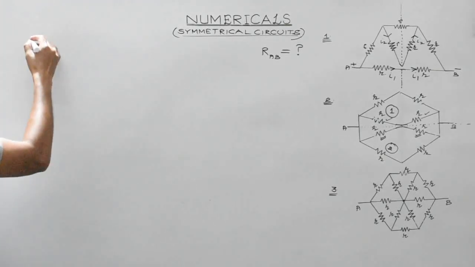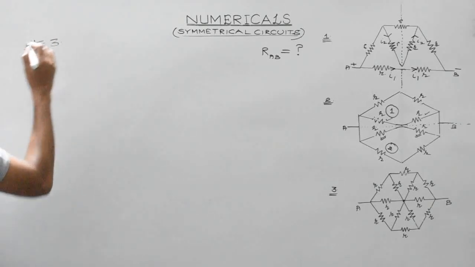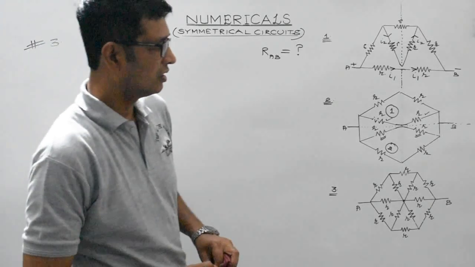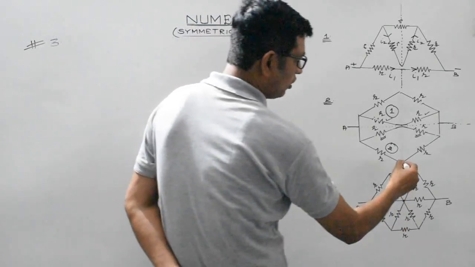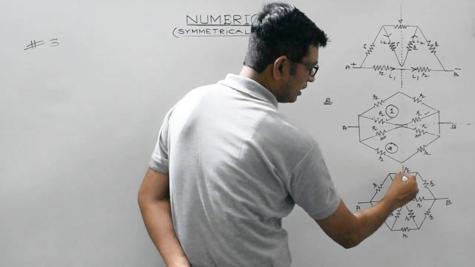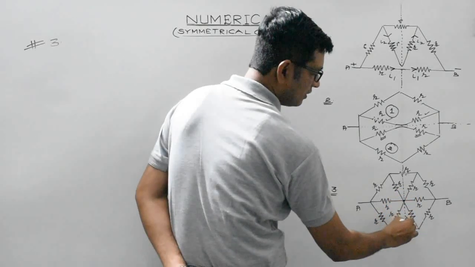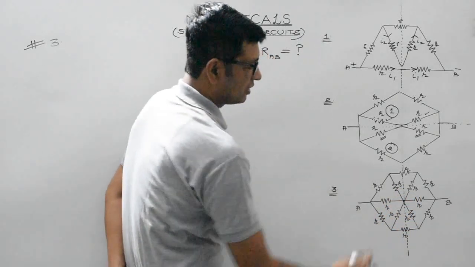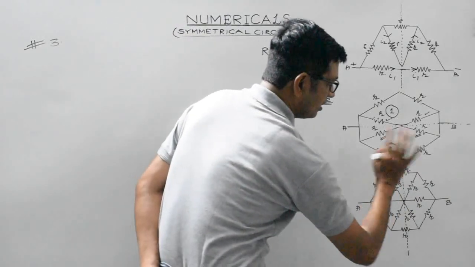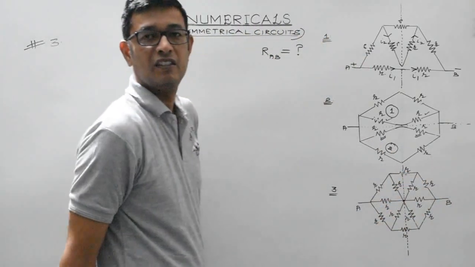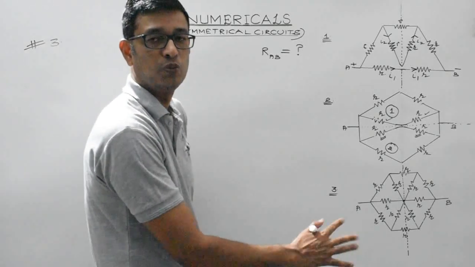Okay, third question. Again, let's check whether the circuit is symmetrical or not. Now look, if you draw an imaginary line over here, like this, now obviously this can be termed as a line of symmetry. So this part is a mirror image of this part, isn't it? So it is a mirror symmetry, the two portions.